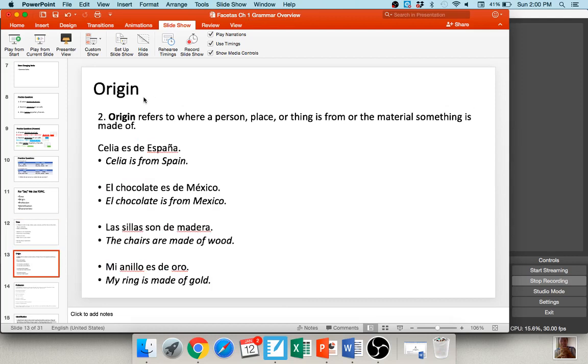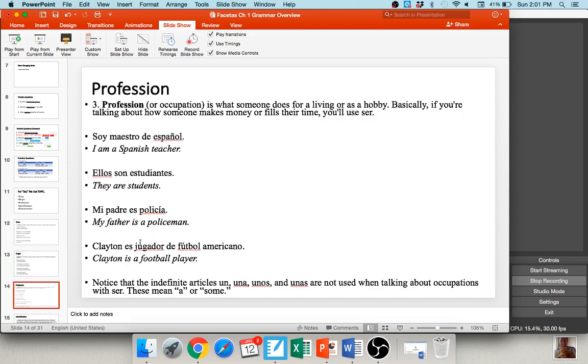Okay, for someone's origin, when you're referring to where something is from or what a material is made out of, you're also going to use ser. So Celia es de España. She's from Spain. That's her origin. Or el chocolate es de México. The chocolate is from Mexico. That is the chocolate's origin. For professions, we also use ser. So soy maestro de español. I'm a Spanish teacher. Ellos son estudiantes. They are students. That's their profession.